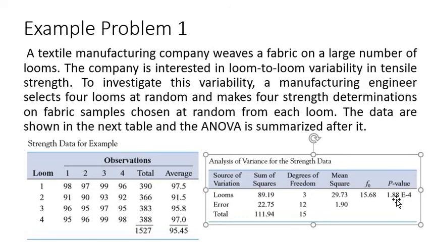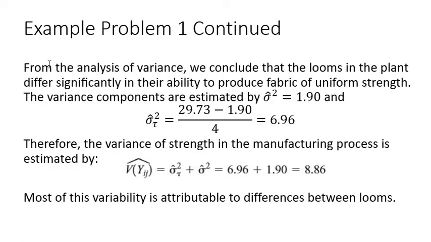If the p-value, or the probability value, is much smaller than 0.05 or 0.01, it is less than, so meaning we will have to reject H0 and conclude that the looms in the plant differ significantly in their ability to produce fabric of uniform strength.